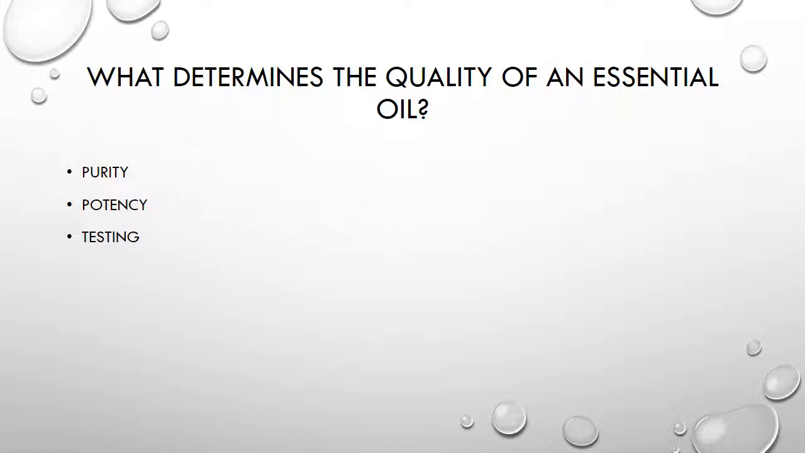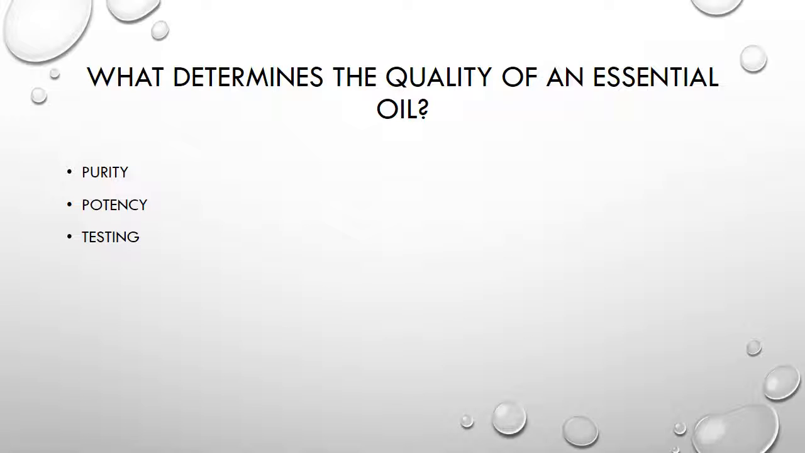What determines the quality of an essential oil? There are 3 things that determine the quality of an essential oil: purity, potency, and testing. Purity just means that you just get the essential oil. There are no pesticides, no herbicides, no fungicides, no fillers, no binders, nothing synthetic. It's just the essential oil.